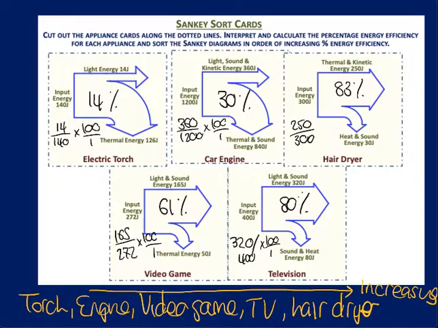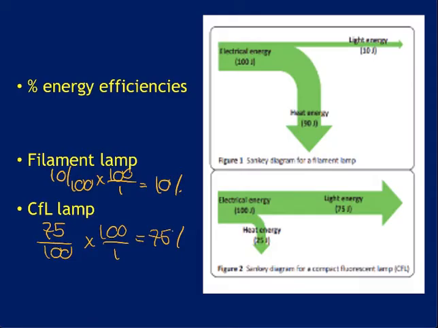So in this question you had to do the calculations. When you did the percent efficiency for each one, it was 14% for our torch, 30% for our car engine, 83% for the hairdryer, 61% for the video game, and 80% for the television. And when you put them in order of increasing, it should have been torch, engine, video game, TV, and hairdryer being the most efficient. In our last question then, it was just using the calculation. So you did a calculation for your filament, which was 10 over 100, which was 10%, and you did 75 over 100 for the CFL lamp, and that was 75%. So hopefully now you're happy with those.